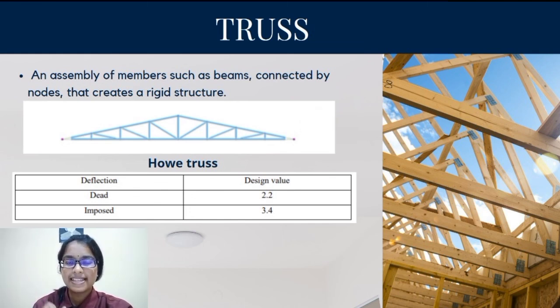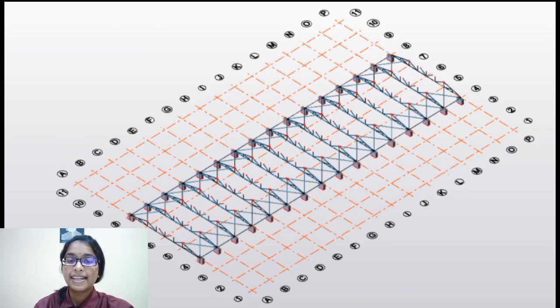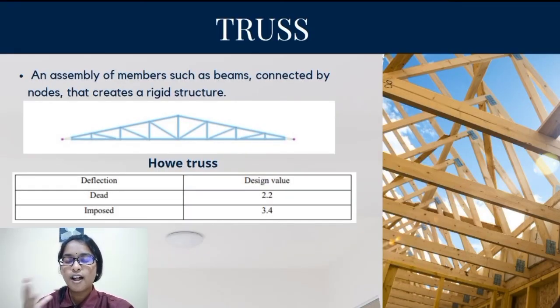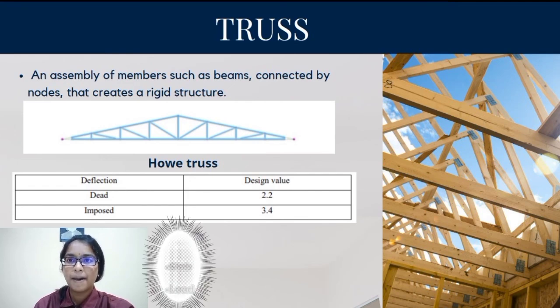A howe truss is a truss bridge consisting of chords, verticals, and diagonals, whose vertical members are in tension and whose diagonal members are in compression. So, the deflection in the howe truss is the dead and the imposed. The design value of the dead is 2.2, meanwhile for the imposed it is 3.4. So that's all the explanation about the slab, load, and truss.